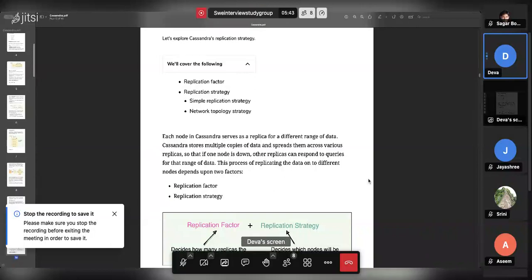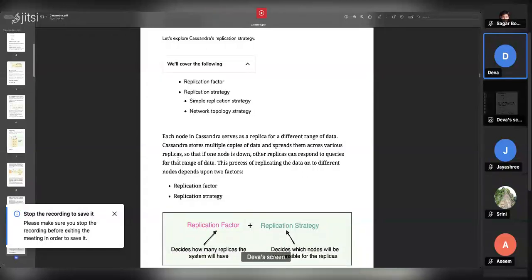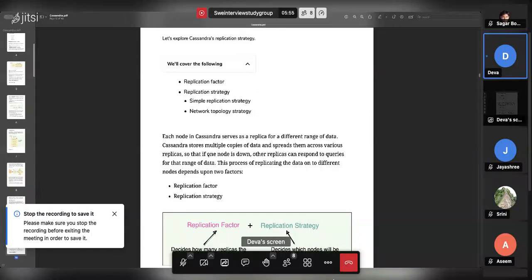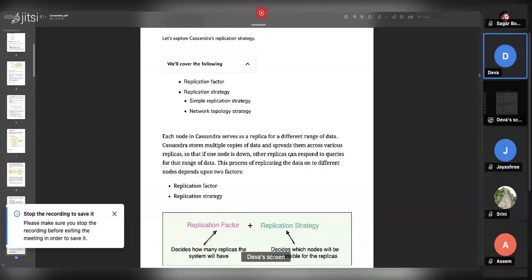This process of replicating the data onto different nodes depends on two factors: replication factor and replication strategy. Replication factor decides how many replicas the system will have. Replication strategy decides which nodes will be responsible for the replicas. Okay, so let's look in depth at the replication factor.